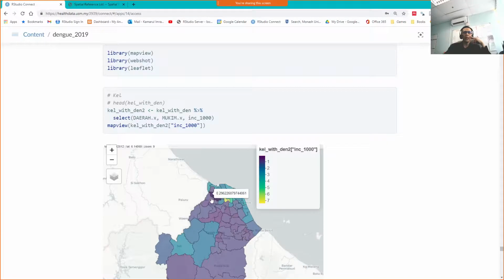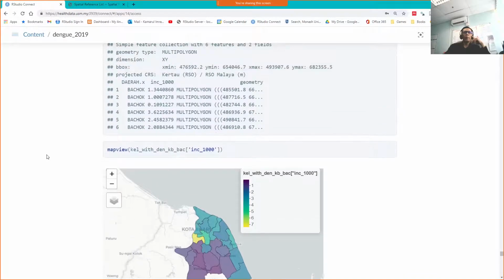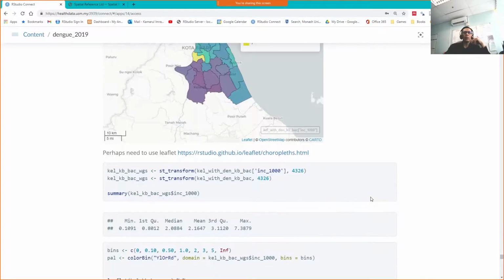Right. So it seems that this area is at quite a higher risk for infection if you go by incidence per 1000 population. And there's this one. This is for Kota Baru and Bacho only.